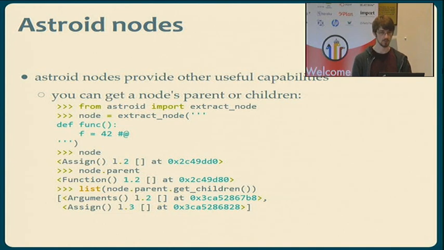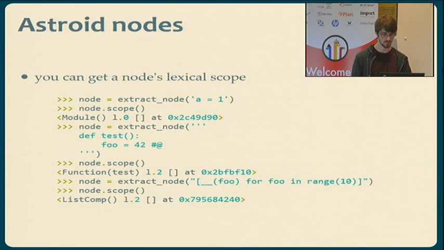Next. So I mentioned earlier that Astroid has some extra capabilities that the built-in AST module doesn't have. And some of these capabilities, for instance, are retrieving the parent of a node or the children of a node, and this can be really useful if you want to implement your own tree traversal. Also, we have a way to retrieve the lexical scope of a variable or a node.